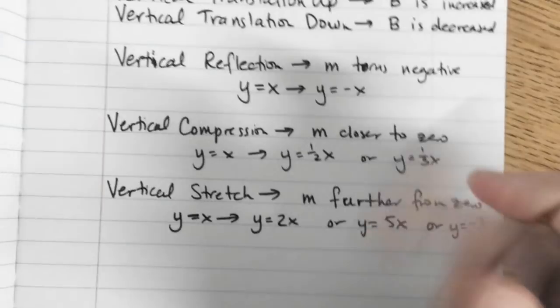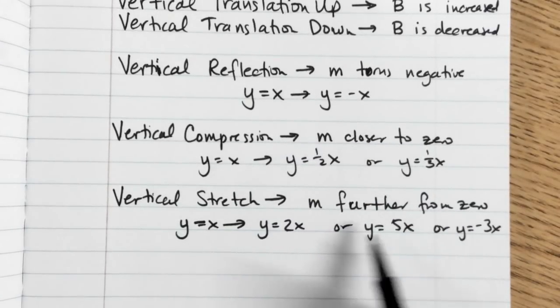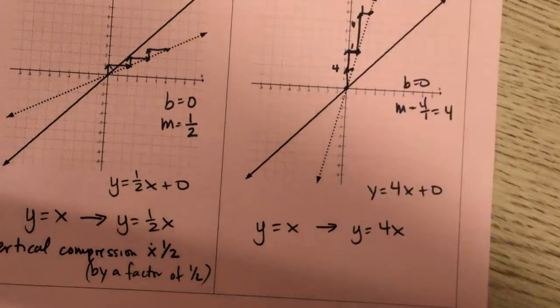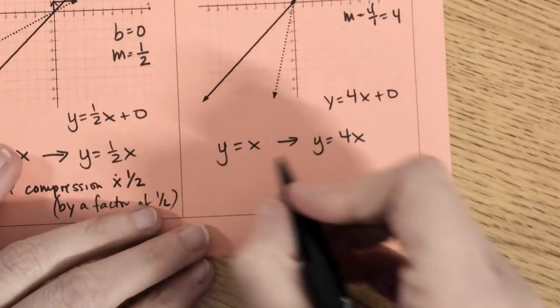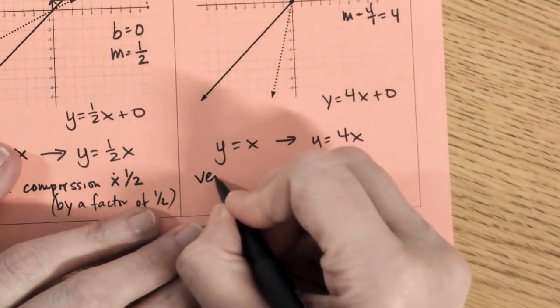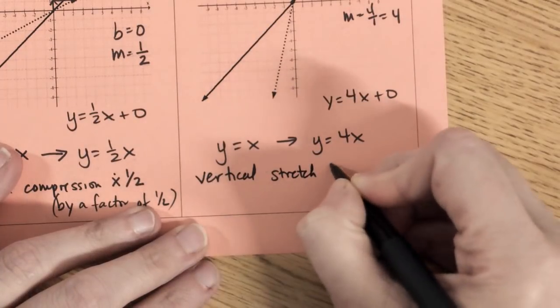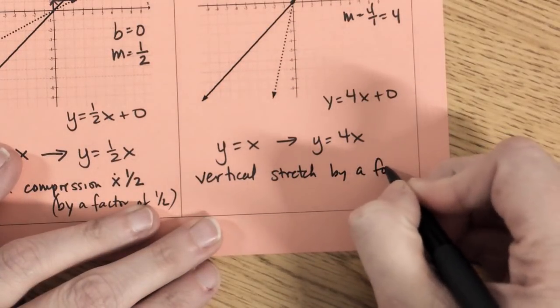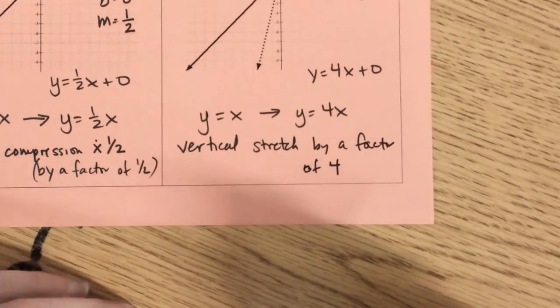When my slope, my m, gets further from 0, I have a vertical stretch, which is what we see on this one. See, this is so much steeper. So this is a vertical stretch by a factor of 4. All right? These are going to get a little more complicated.